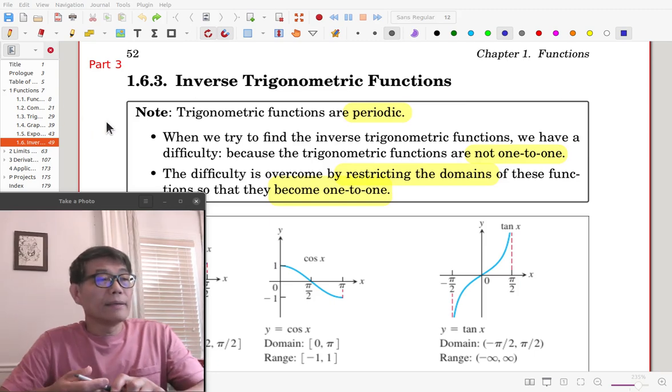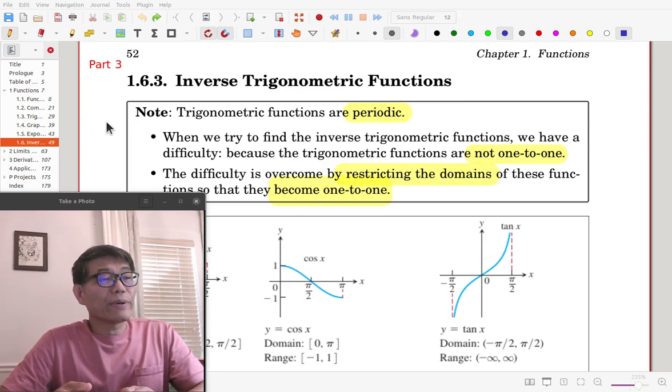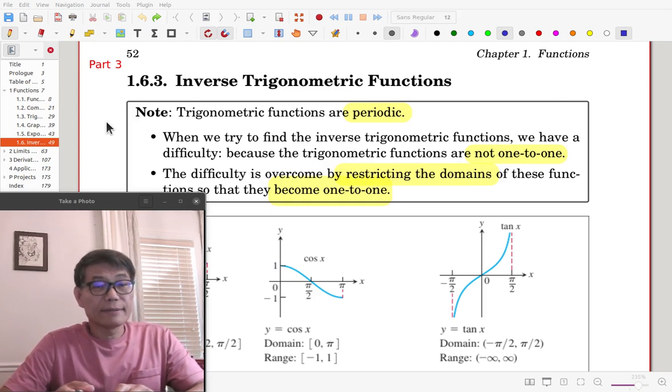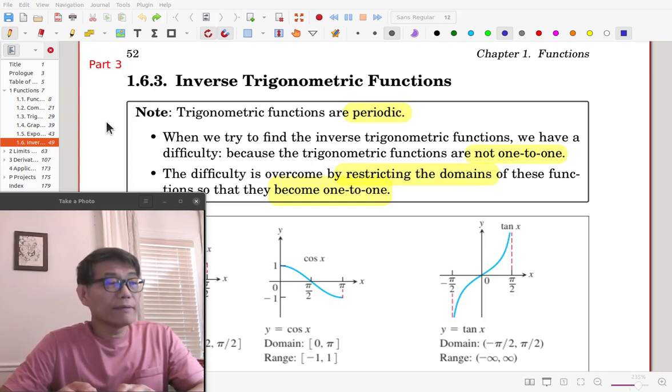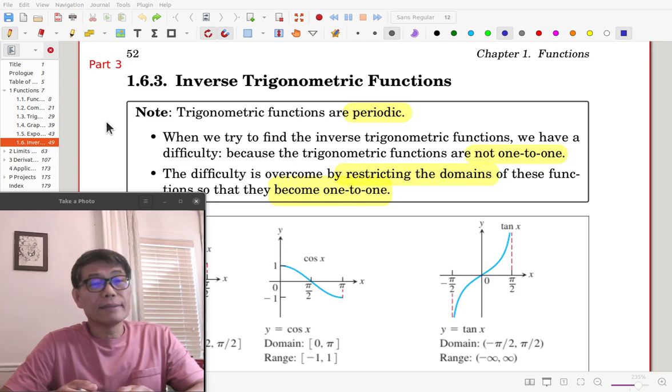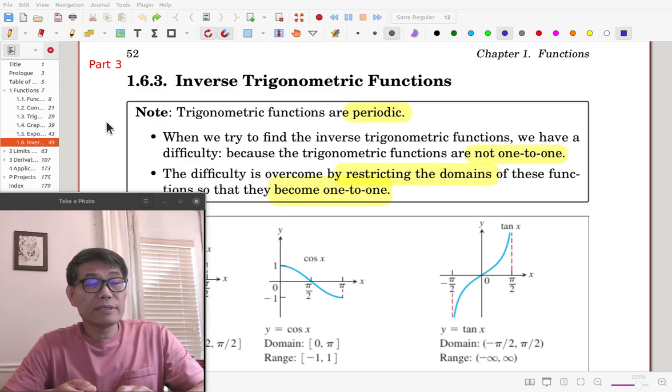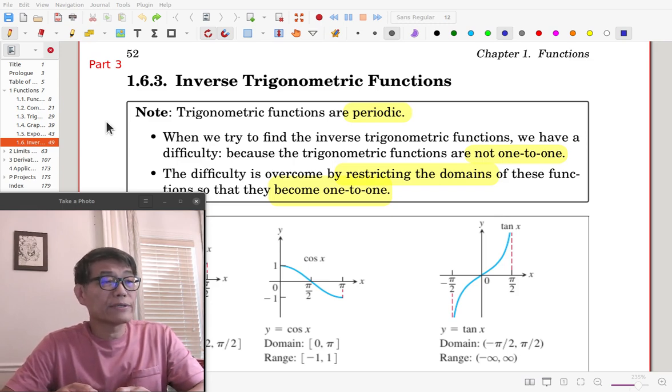Hi, it's the third part of section 1.6. In the first part, we defined inverse functions, and in the second part, we introduced the logarithmic functions as the inverse of exponential functions. Now, in this part, we'll study inverse trigonometric functions.